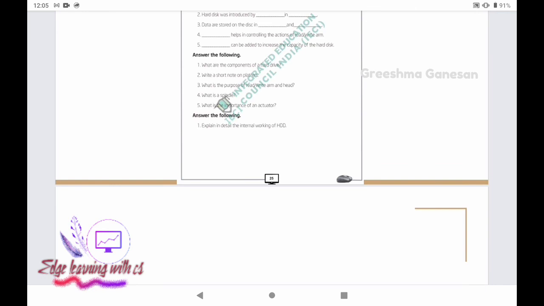Then in the answer the following section, you can see the questions are like, what are the components of a hard disk drive? Write a short note on platters. What is the purpose of the read-write arm and head? What is a spindle? What is the importance of an actuator? Then answer the following. First question is, explain in detail the internal working of a hard disk drive.